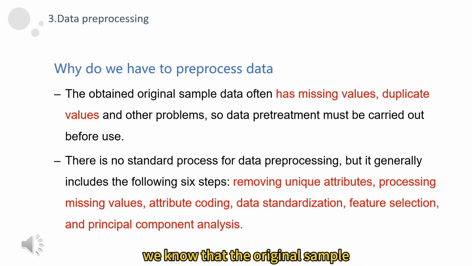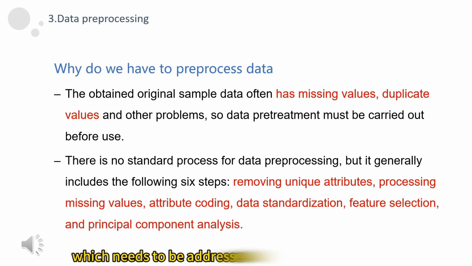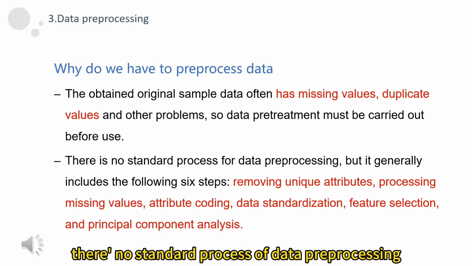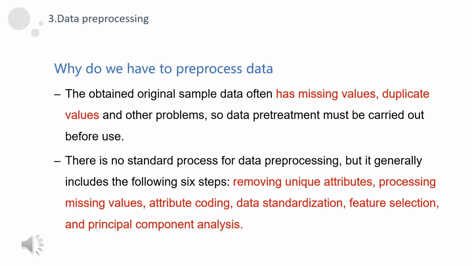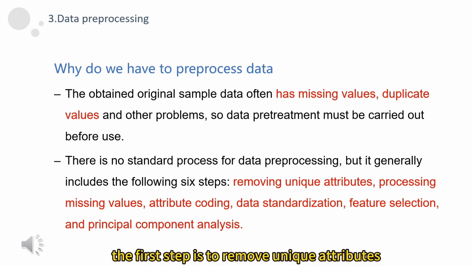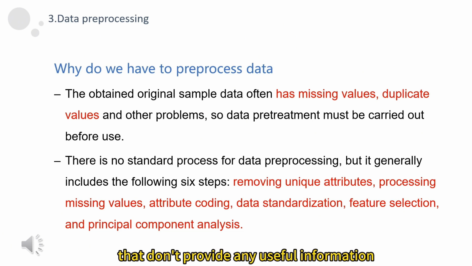We know that the original sample that we obtained often has problems such as missing values and duplicates, which need to be addressed before we can use the data for machine learning. There's no standard process for data preprocessing, but it generally involves 6 steps. The first step is to remove unique attributes that don't provide any useful information.